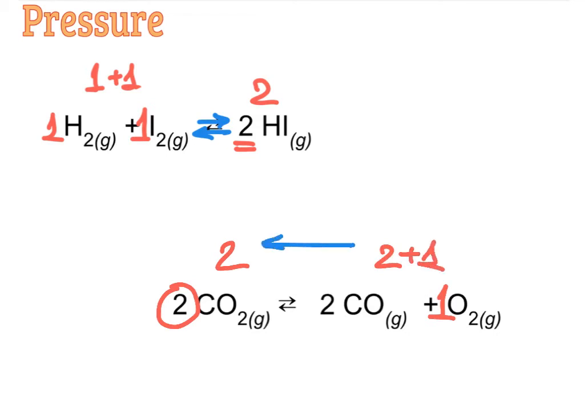If we decrease the pressure of the system, then equilibrium will shift towards the product of the reaction, increasing the concentration of carbon monoxide and oxygen.